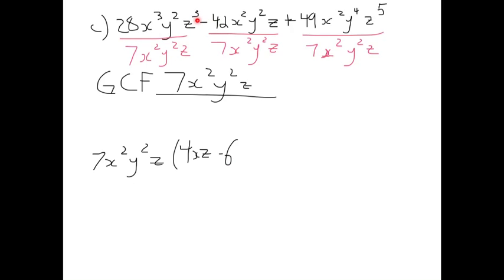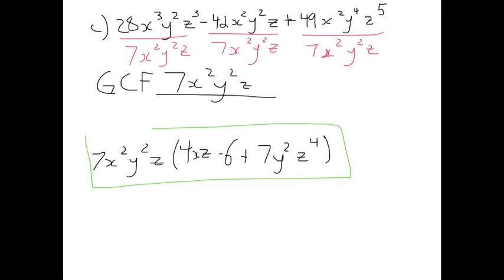And then the last term will be plus 7, the x squareds cancel. I've got y squared and then z to the 4th. And I'll leave it to you to multiply this guy out and make sure that you end up with where you started. Really, that's the test to know whether or not you're correct, is if you can multiply this factored form out, and get where you started.